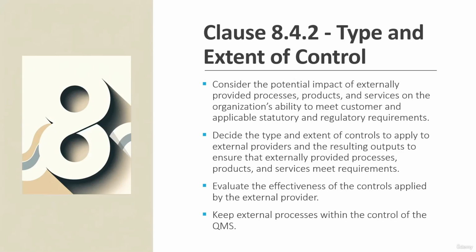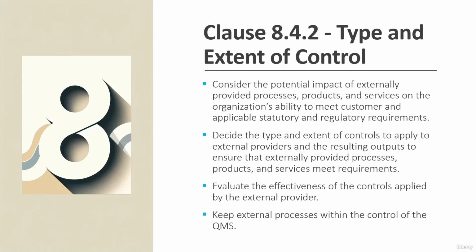And also, once you have put those controls, checks and balances on your supplier, you will evaluate how effective those controls are. And if these are not effective, you might want to change those controls. You might want to put extra checks and balances, extra inspections, or you might want to reduce those inspections. So depending on the situation, you will decide what type and what extent of controls you will be putting on your suppliers. And also whatever external processes and products are being supplied by your supplier, that should be part of your quality management system as well. You own that process. You own those suppliers. You own the bad quality or the good quality of your suppliers. You are responsible for that.